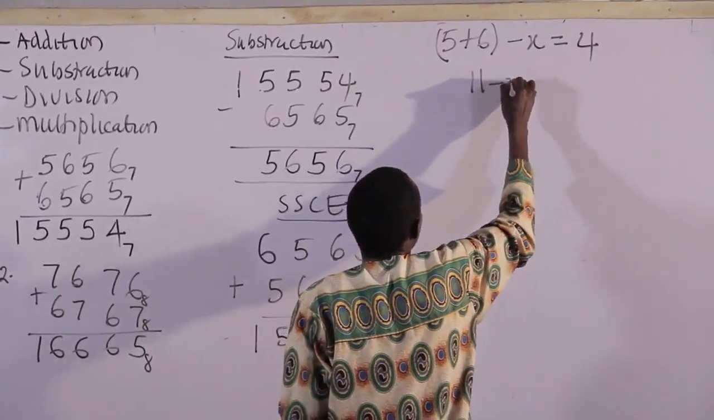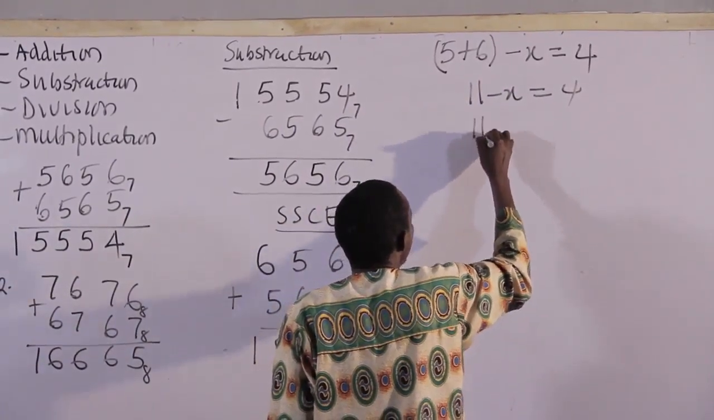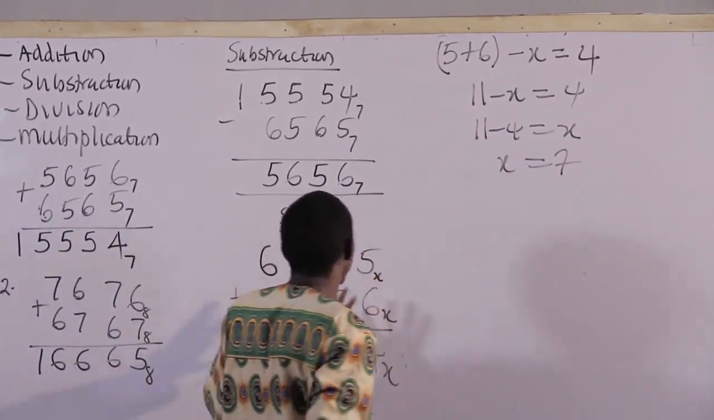I have 11 minus S is equal to 4. Collect like terms: 11 minus 4 is equal to S. So S is 7, so the base is base 7.